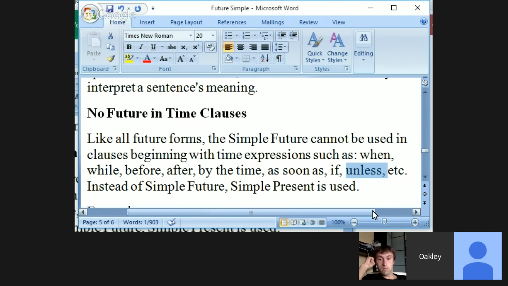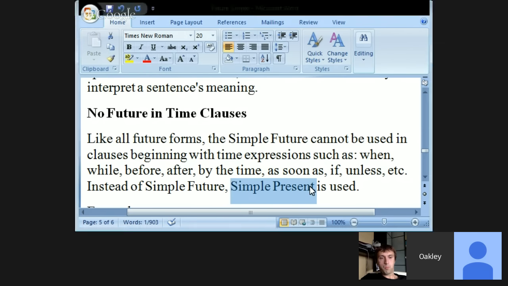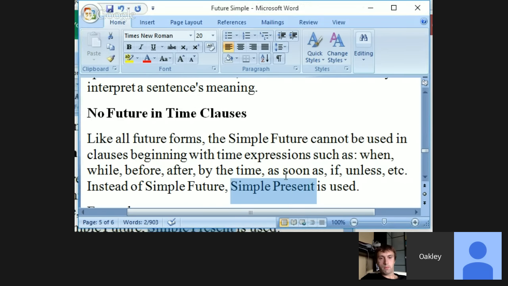In English, you simply can never use a future tense when a clause begins with one of these words, or others. There are several others as well. Words that have something to do with time. Instead, we have to default to the simple present tense. It is simply never allowed, ever, to use will. When I will arrive home. Can't do it. While I will be washing my clothes. Can't do it. Before I will finish the work.